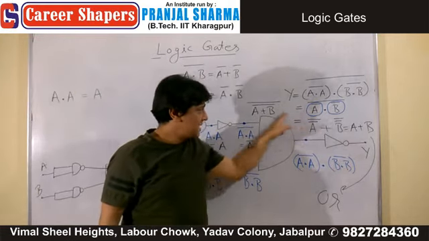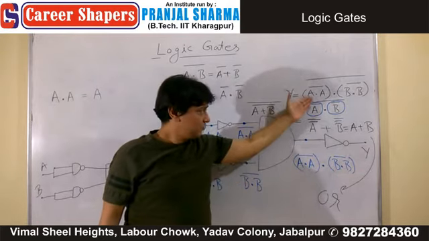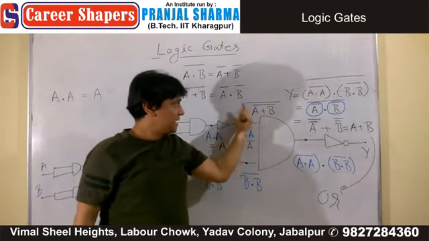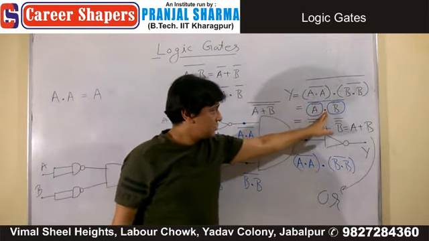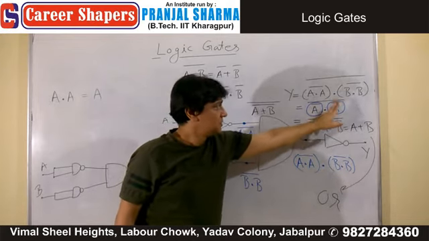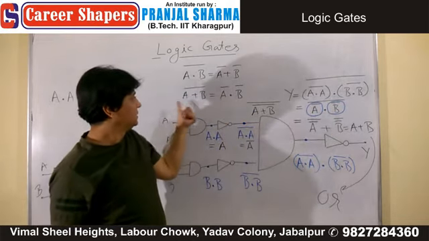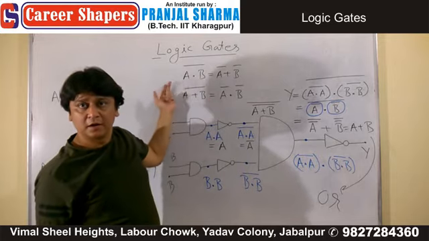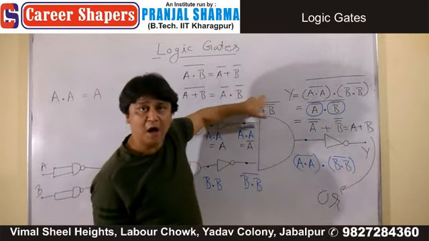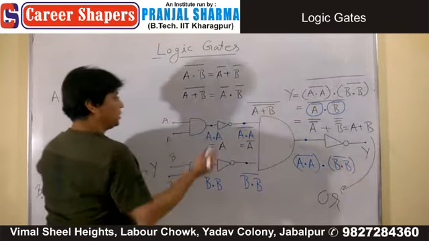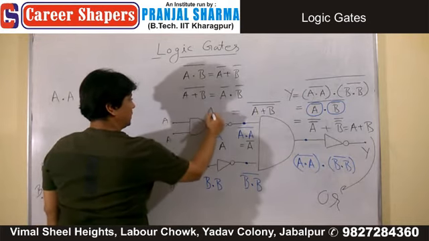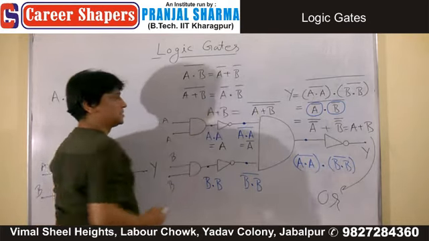I hope you understand the second part. First method, second method. A bar dot B bar is A plus B bar, but bar and bar cancelled. You get what? A plus B.